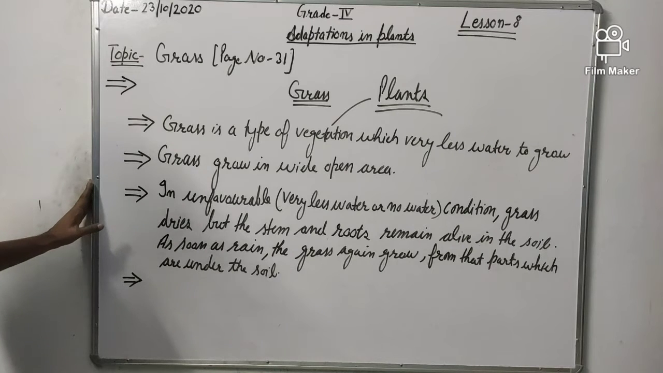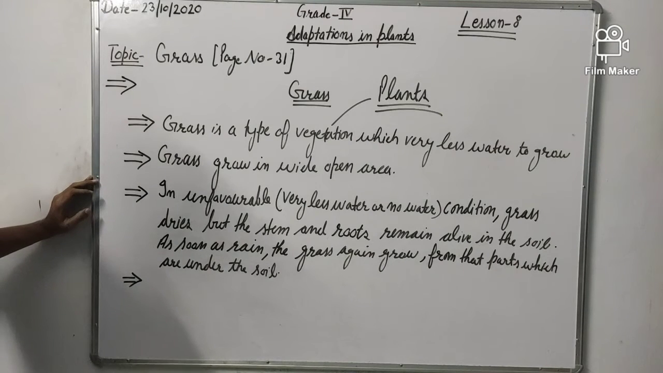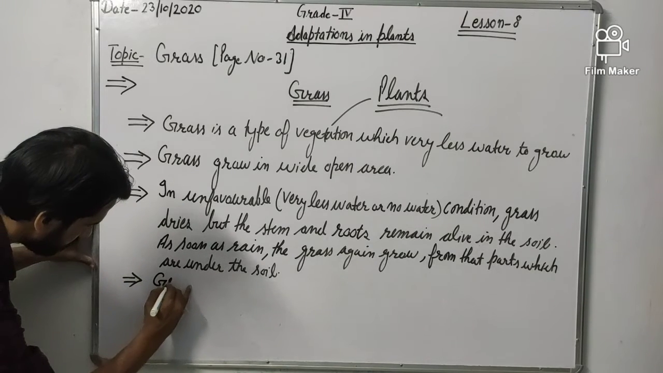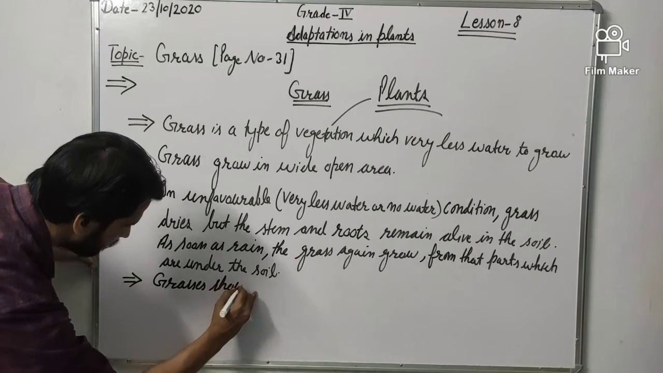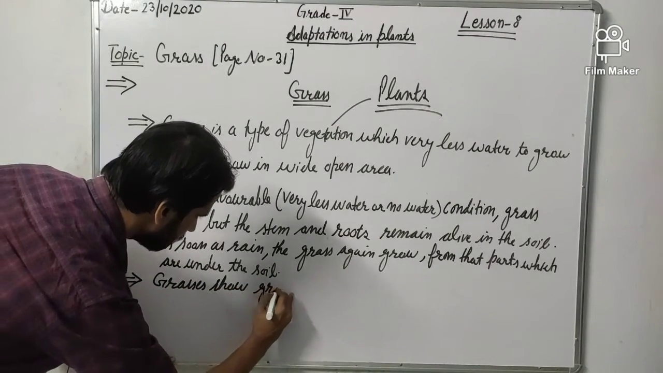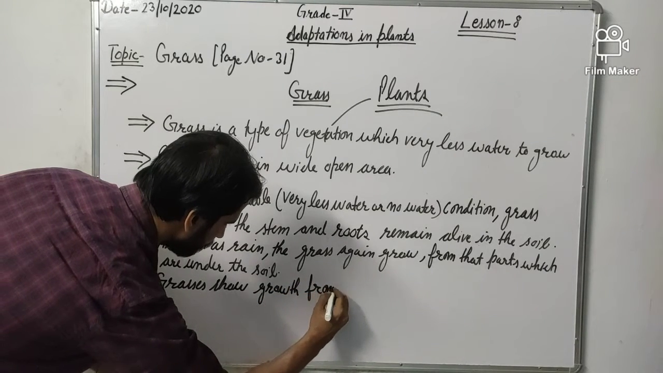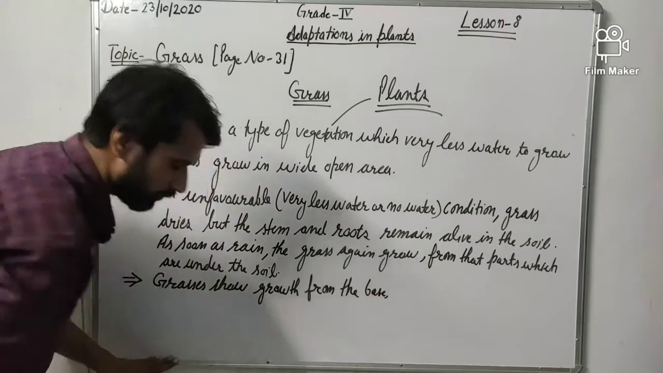So the third and the most important, last adaptation of grasses: actually all plants are tip growers. They show growth from the tip, from the very uppermost part, but the grasses show growth from the base.